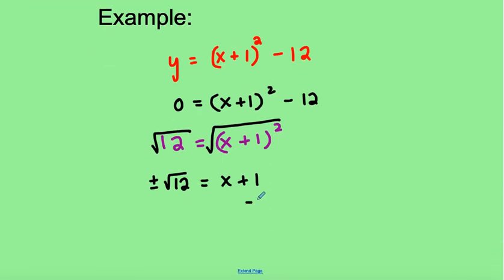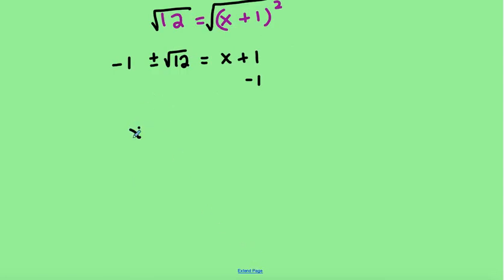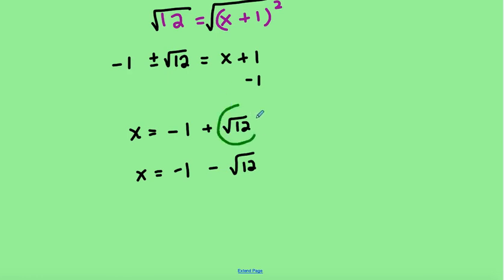And then I'm going to bring that 1 over. I'm going to put it in the front, so it's negative in this case. So my answers are actually negative 1 plus root 12 and negative 1 minus root 12. That's yucky. Well, root 12 can actually be simplified, okay?